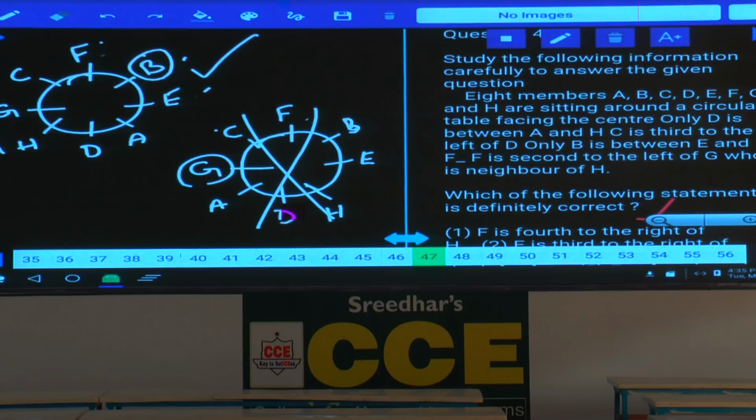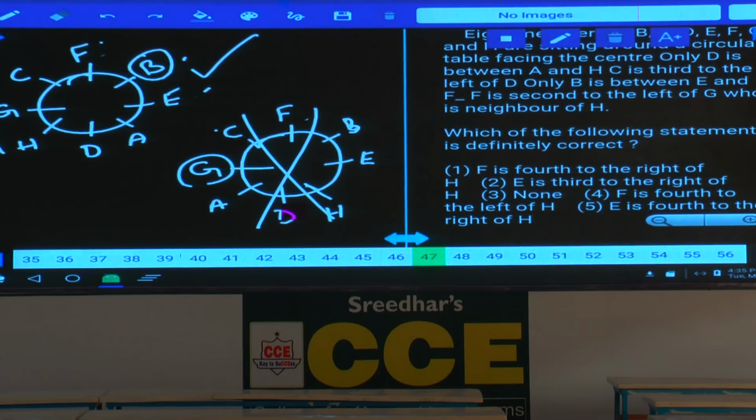Then next one, 47. Which of the following statements is definitely correct? Now in this one, F is fourth to the right of H, that is false. F is 1, 2, 3, 4, fifth to the right of H. And E is third to the right of H, H is here. E is third to the right of H, 1, 2, 3, that is definitely true. Choice 2 is the answer. E is third to the right of H is definitely true. Choice 2, 47.